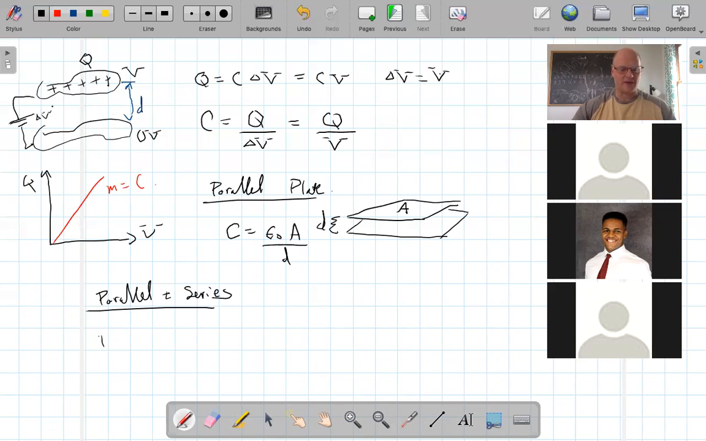So what we found was that in parallel, what's the same is the voltage.